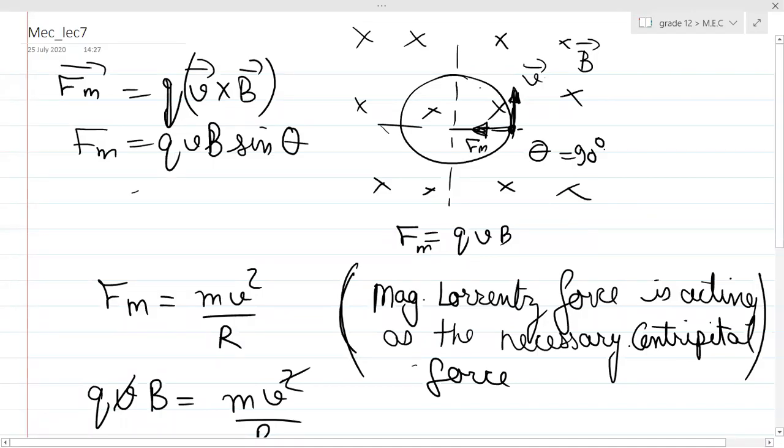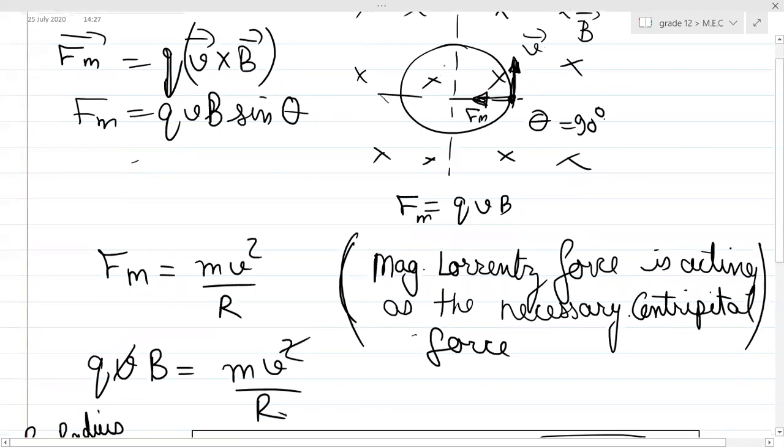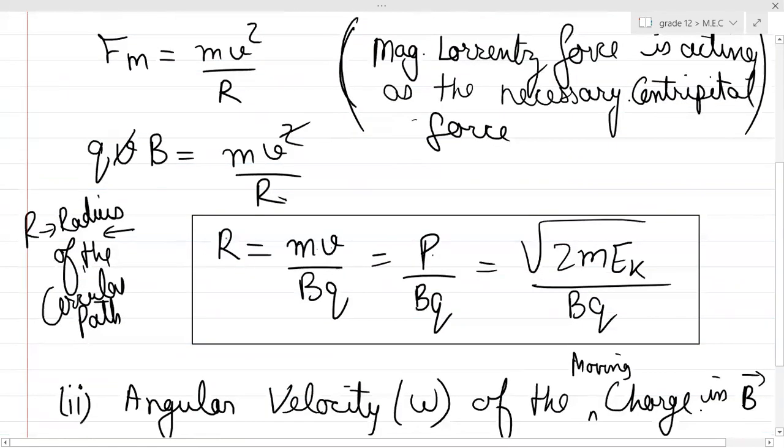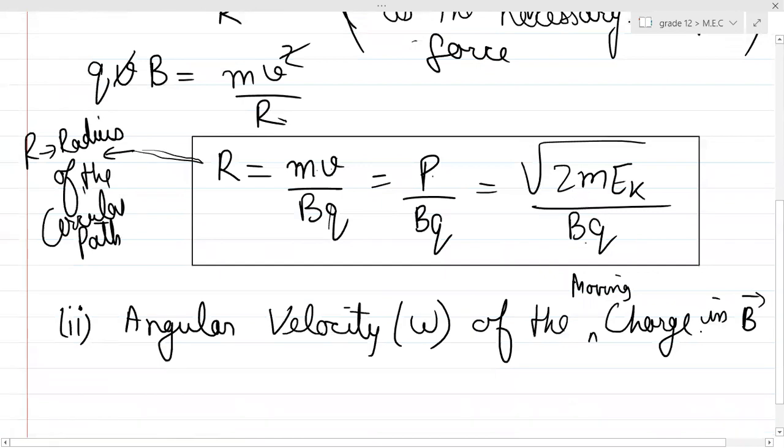Guys, you understood this much part. This part was basically saying that the magnetic force is providing the necessary centripetal force, and equating, we get the radius of the circle in which the particle is moving as mv upon qB, or p upon qB, or under root 2mEk upon qB. Please note qB is out of the root. Don't put qB inside the root. It is out of the root.